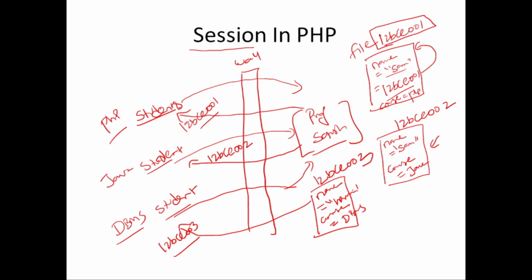Let's talk about the very first student. He comes back and posts a question. When he posts a question, the very first thing he gives is his registration number, 12BC001. And then he posts the question: tell me the course I have registered with you. Now Professor Satish will use this registration number, go to that specific file, find the course and respond to the student: the course is PHP.